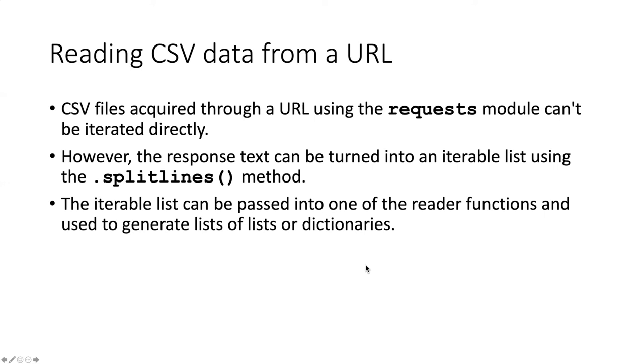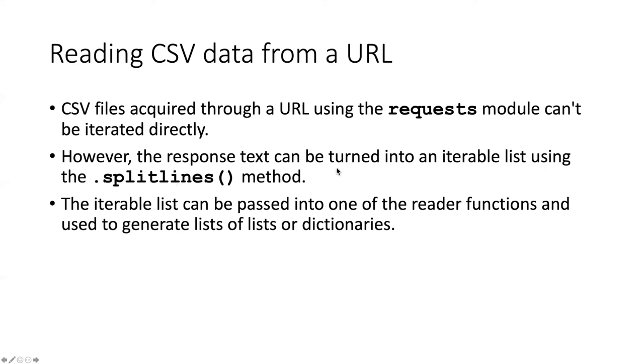The last way that we're going to see to read CSV files is to read them from a URL on the internet. We will do this in the way that we previously read regular text files in, using the get method from the requests module. However, the text that is returned from the requests module can't be iterated directly, but we can turn the text that we've received into an iterable list by using the splitlines method that we saw in an earlier lesson.